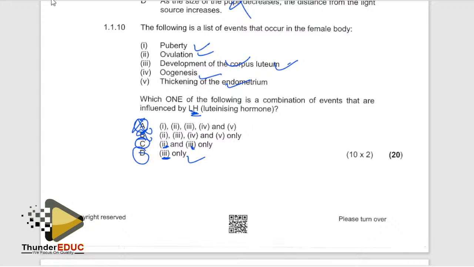You see, that's why I told you that there is the most correct answer. The answer could be correct, but there is one which is the most correct answer. You understand? The following combination of events are influenced by luteinizing hormone. Yes, so C becomes the most correct answer.